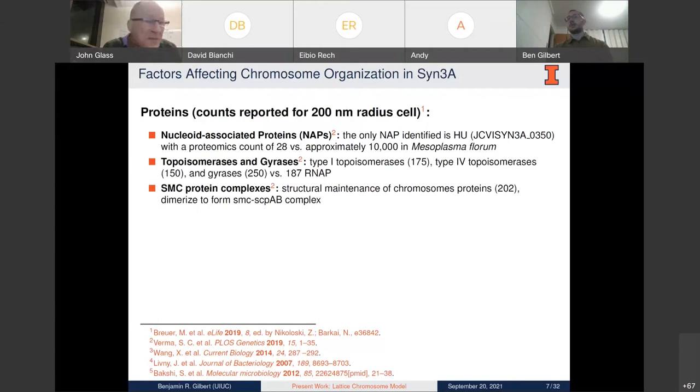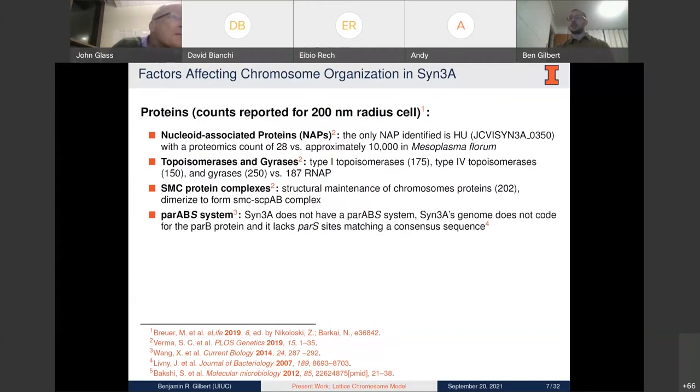Next, there are additionally SMC protein complexes, the prokaryotic condensin complex SMC-ScpAB, and there's a proteomics count of approximately 202 for SMC, which then dimerizes. Additionally, there's the ParAB S system, which is common in other bacterial species, but we did not find that in Syn3A. And in addition to the proteins, there's the actual cell geometry itself.